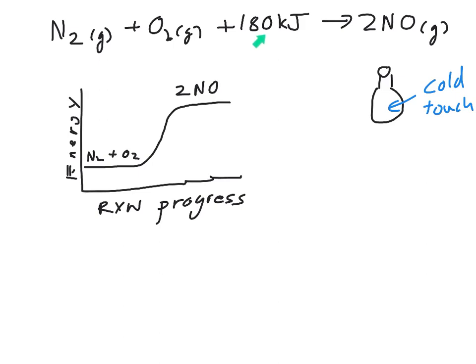Now, energy can't be created or destroyed. So where does this 180 kilojoules of energy that we're adding to our reactant chemicals go? It goes inside those nitrogen monoxide molecules. It increases the internal energy of the chemicals. If we look at our graph again of energy versus reaction progress, we see that the nitrogen and the oxygen have less internal energy than does our 2 molecules of nitrogen monoxide. How much less?